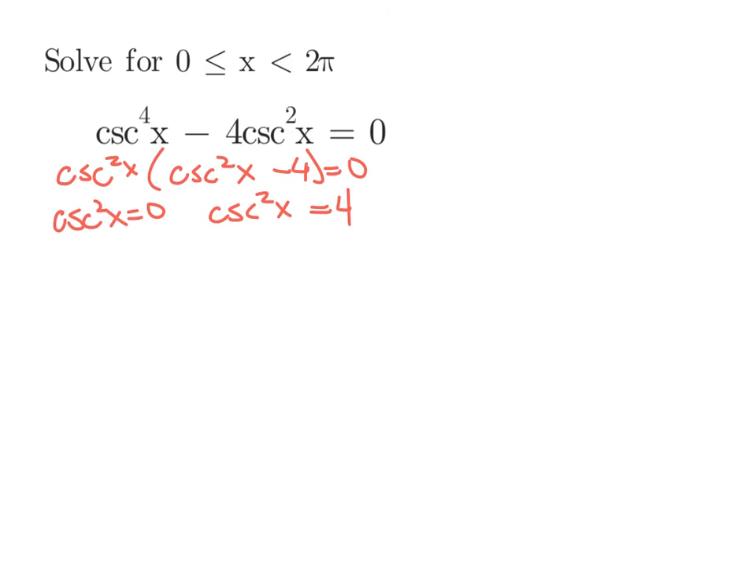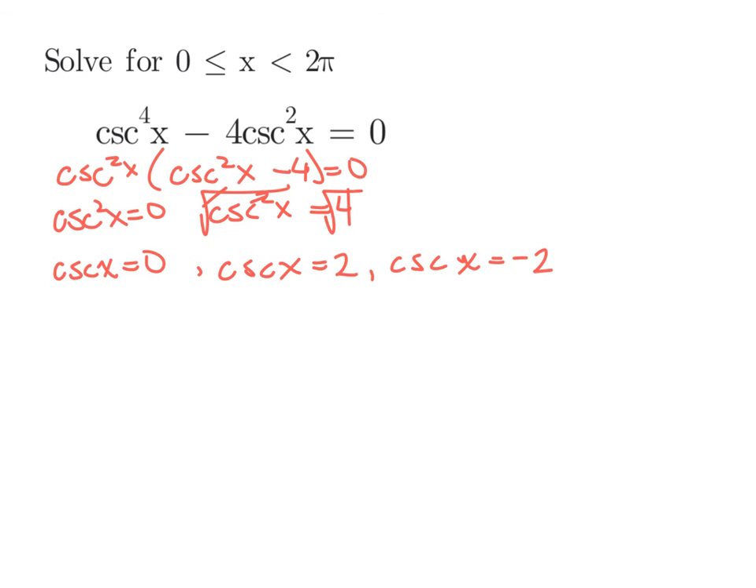We can get rid of the squares by square rooting. So cosecant is equal to 0. When we square root here, we're not going to get cosecant is equal to 2. Instead, we'll get cosecant is equal to 2, or cosecant is equal to negative 2. Okay. So we actually have 3 separate equations that we have to solve. And I don't like solving them from cosecants. Instead, like I said before, I like it much better thinking of them in terms of sines and cosines.